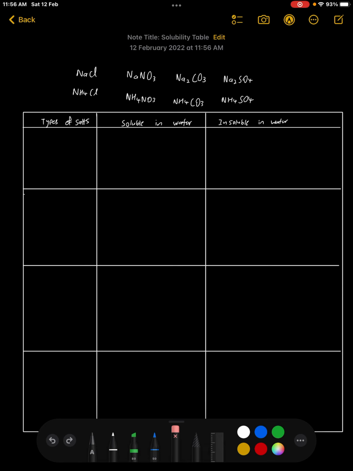So first, let's identify some of the salts. Our first example here, sodium chloride, is a chloride salt. Our next example, NH4Cl, is also a chloride salt. In the next example, sodium nitrate, nitrate will be our nitrate salt. NH4NO3 is also a nitrate salt. This will be carbonate, and this will be sulfate and sulfate.